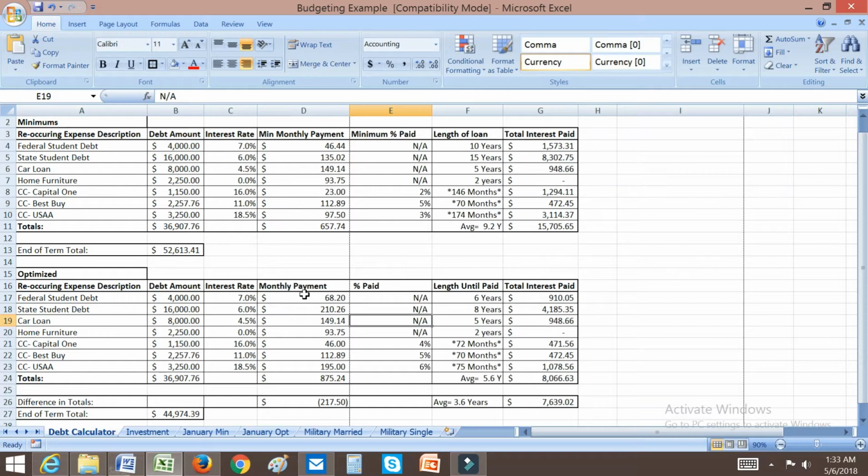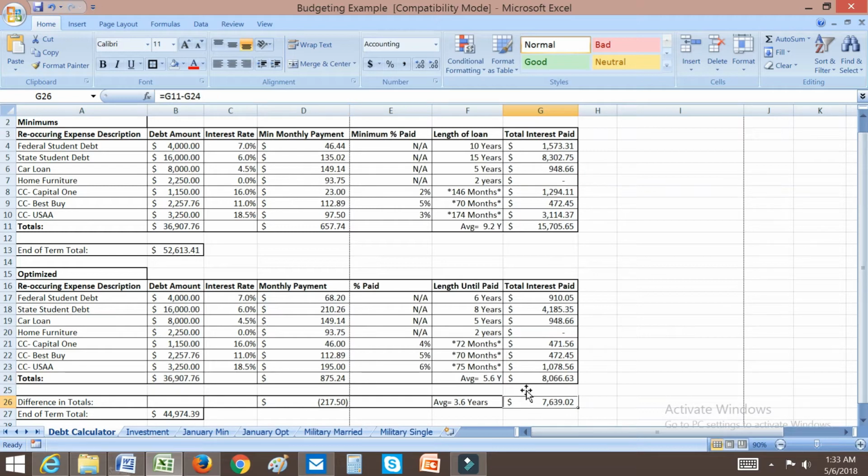And so you look at the monthly payments, and right here is the total where you're paying $650 in minimums versus the optimized version where you're paying $875. So it's a difference of $217. So for $217 extra a month, you're going to cut 3.6 years off your average. You're going to save yourself $7,600, right? And so that's a pretty big difference.